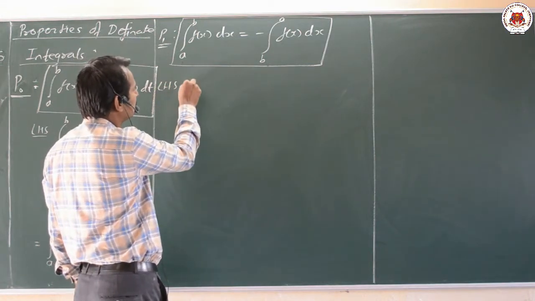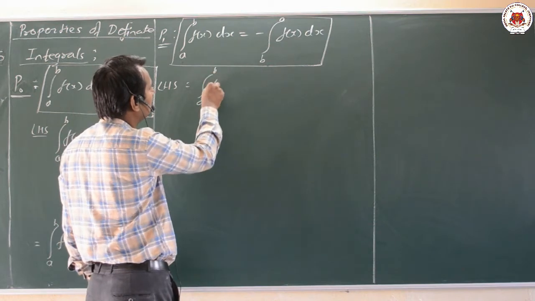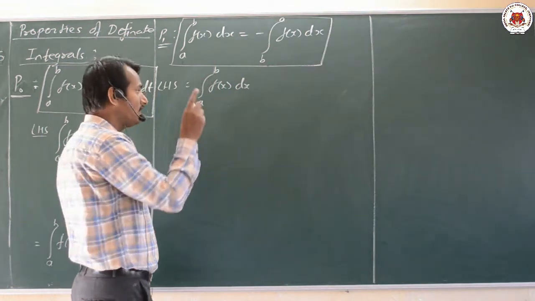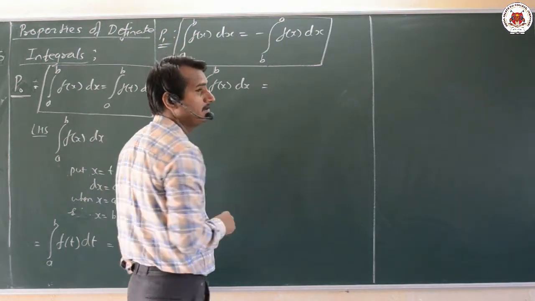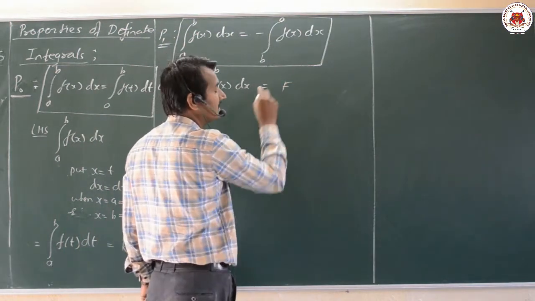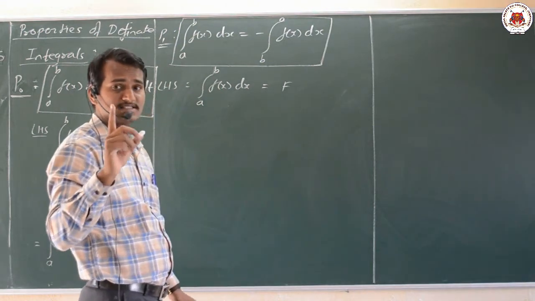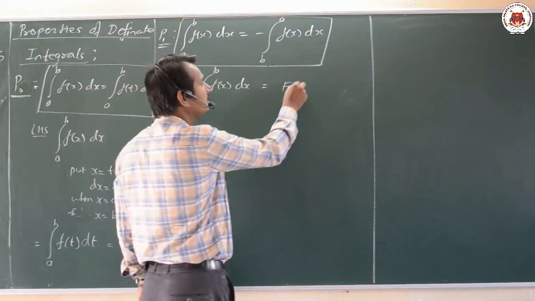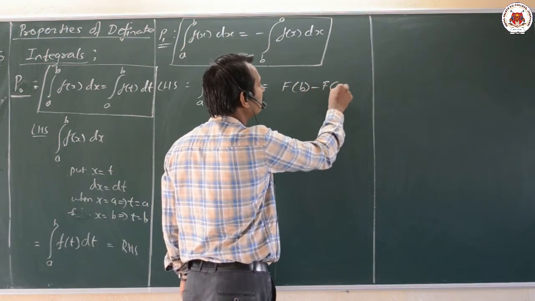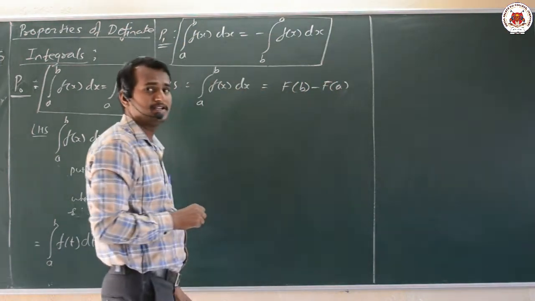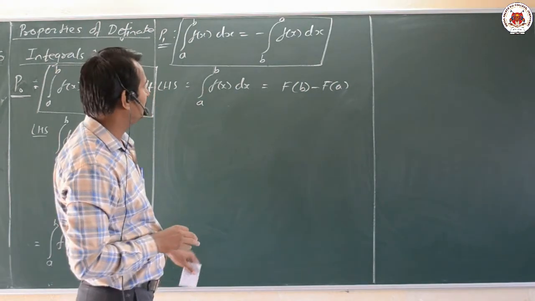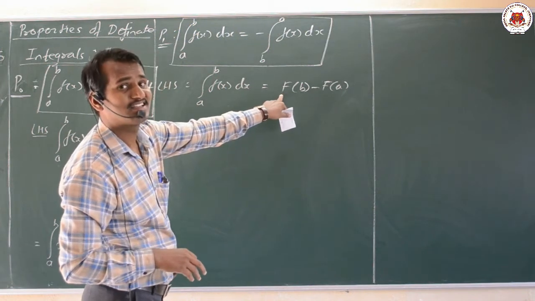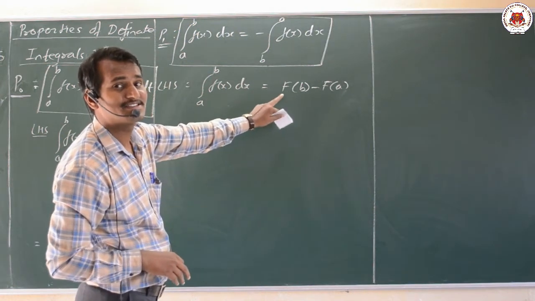LHS is integral from a to b of f of x dx. According to the formula, we know the second property, that is the second fundamental theorem of definite integrals. What we have is nothing but F of b minus F of a. So now here we get F of b, where F is nothing but the integral value here.